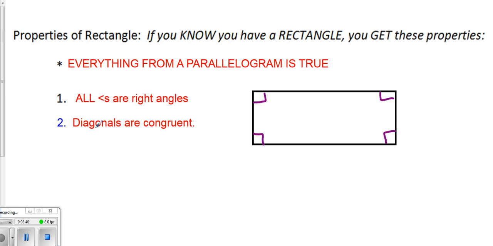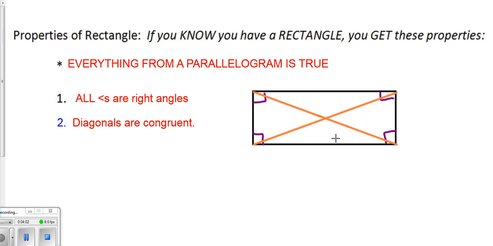And I don't know if this number 2 was put on your sheet. I want you to draw in number 2. The diagonals are congruent. So again, if I were to draw my 2 diagonals going corner to corner, corner to corner, these diagonals are just as long as each other.